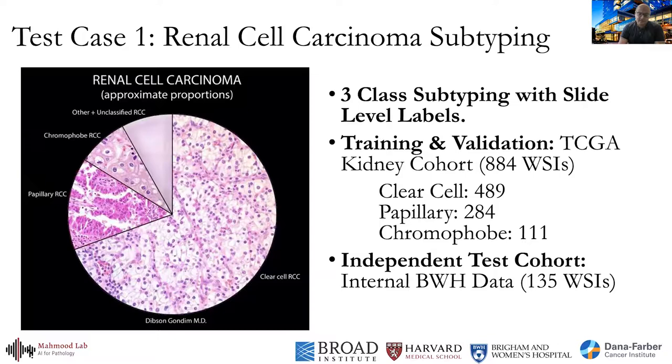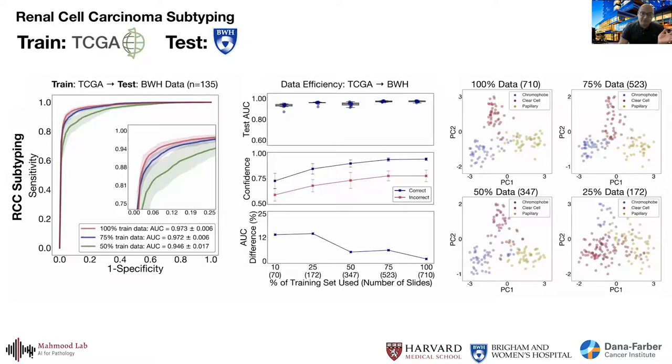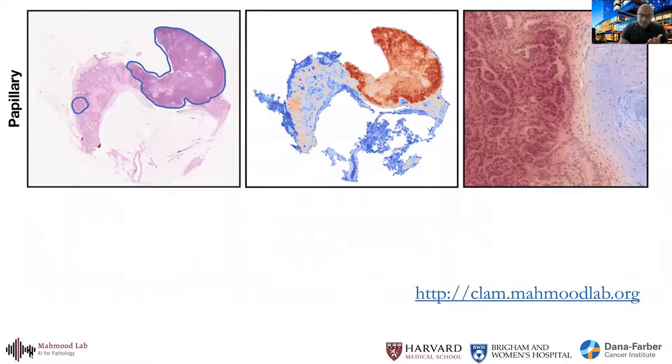So this is for renal cell carcinoma subtyping. We posed this as a three-class problem. We looked at how data efficient the models are by subsequently decreasing the number of slides that were used for training, going from 710 slides all the way down to about 70 slides, and even at 70 slides, the overall model stays quite data efficient. And then adapting the model that was trained on the TCGA to in-house data worked very well, and it's interpretable at the level of the slide, so you can look at some of these heat maps.